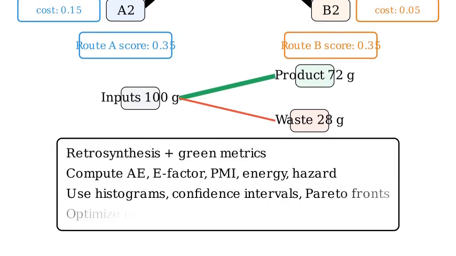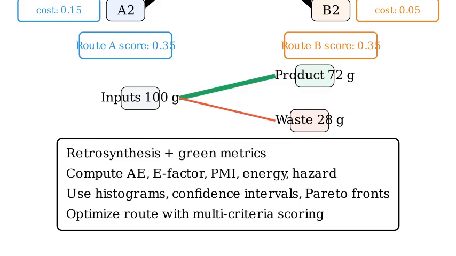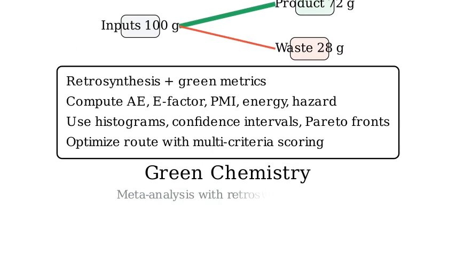Summary: 1. Retrosynthetic logic explores structure backwards. 2. Green metrics like atom economy, E factor, and process mass intensity quantify sustainability. 3. Meta-analysis aggregates many routes using statistical tools and Pareto graphics. Multi-criteria scoring and dynamic programming help select the best pathway for greener chemistry. Green chemistry is better chemistry.